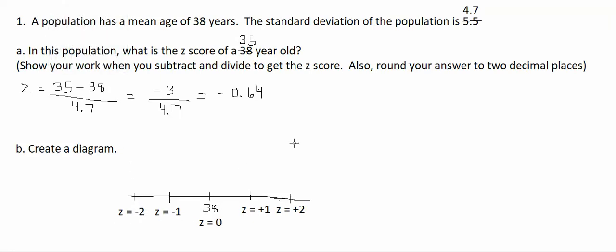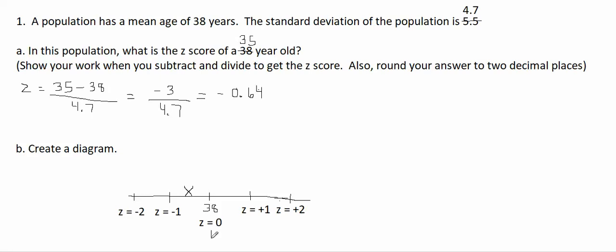And I want us to mark off our age of 35, which is what the question asked about. So since 35 has a z-score of negative 0.64, it's roughly here, about halfway between 0 and -1. It's a little bit closer to -1, but about halfway between. So that's the individual age that we turned into a z-score.